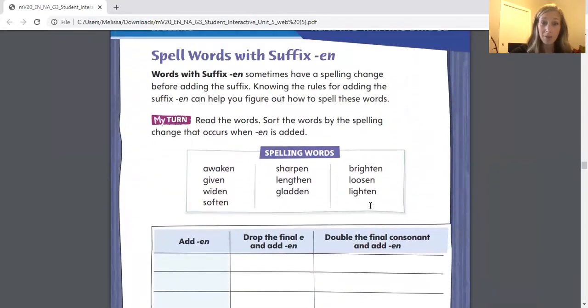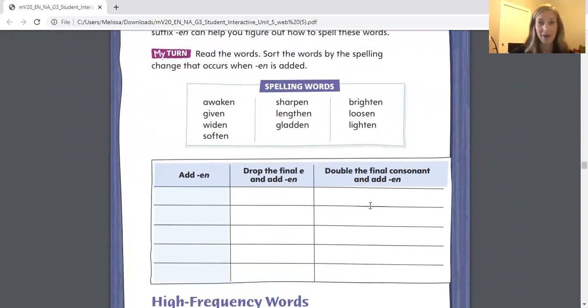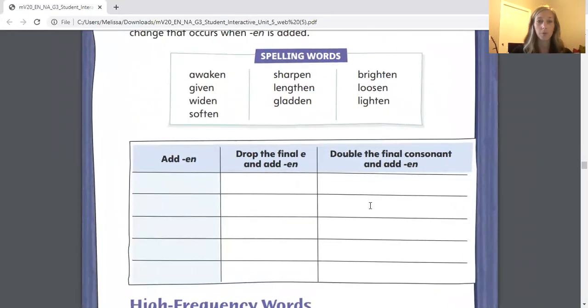All right, more practice. Spelling words with the suffix en. We already talked about the rules, so we don't need to review those, but we are going to sort these words and I will help you do that, okay? So we are going to sort these words into words where all we have to do is add en, words where we have to drop the E and add en, and base words where we have to double the final consonant and add en. Okay, so let's go ahead and take a look.